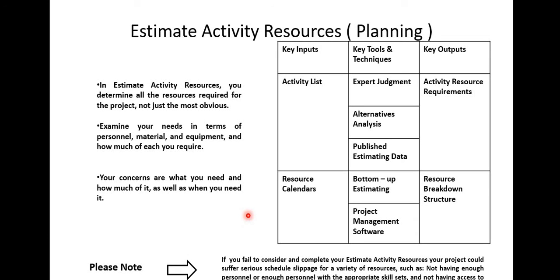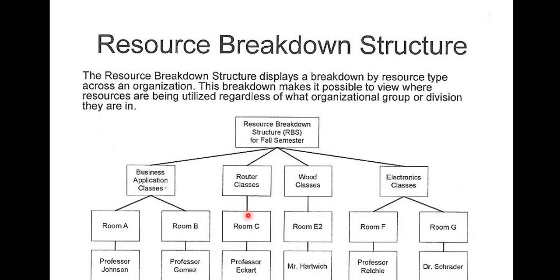So let's quickly look at estimate activity resources. Here we put together the resources that are needed and estimate them. In estimate activity resources, you determine all the resources required for the project. Not just the most obvious, examine your need in terms of personnel, material, equipment, and how much of each you require. Your concern is what you need and how much of it, as well as when you need it. So that's what we do here. We look at activity resources and break them down.